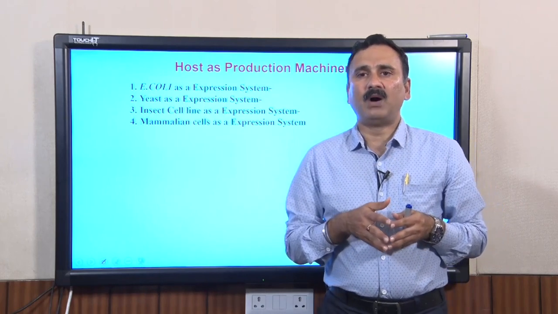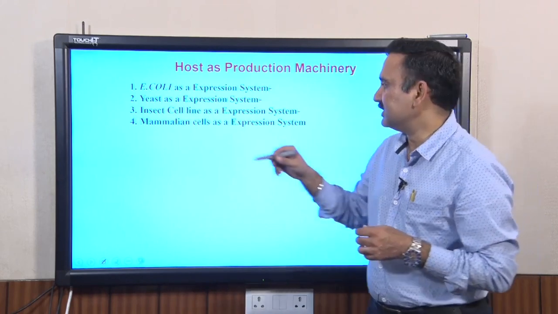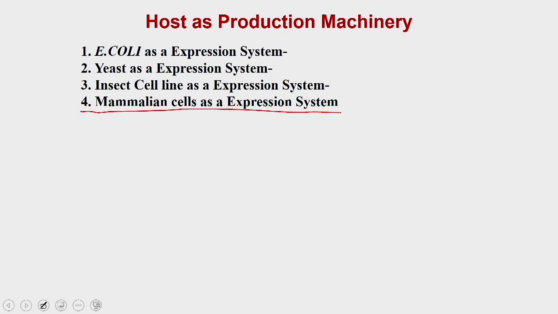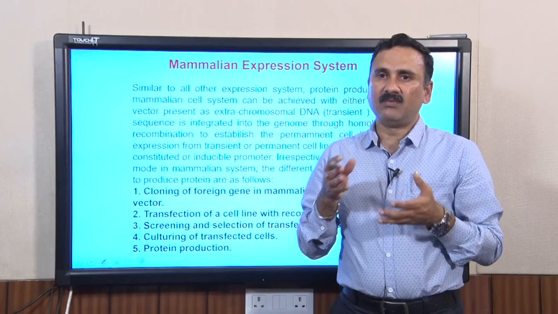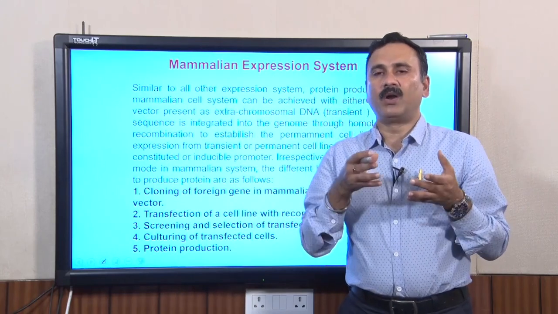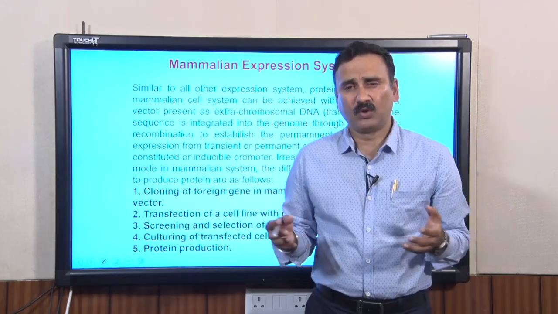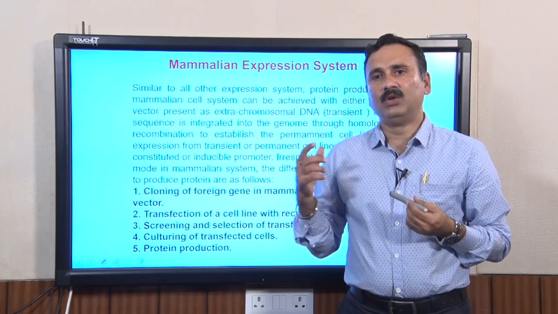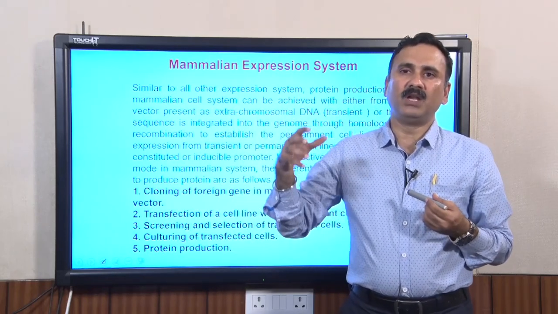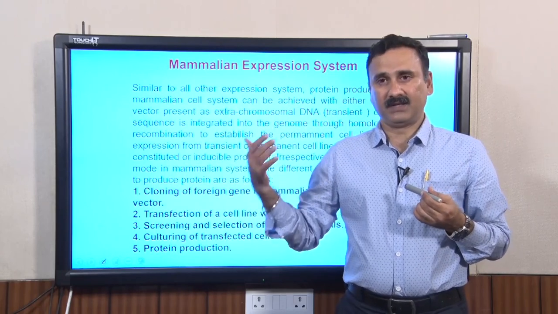So, now continuing the discussion about the different types of host, today we are going to discuss mammalian cells as an expression system. There are different types of mammalian cells which are being used for protein production. The mammalian expression system is the most complicated eukaryotic expression system which people are using for protein production, as well as for studying the transcription and translation of foreign genes or foreign proteins. Sometimes they are also looking for the functional role of a particular protein. In those cases, they overexpress that protein in a cell and then ask what physiological as well as phenotypic changes occur in that cell.